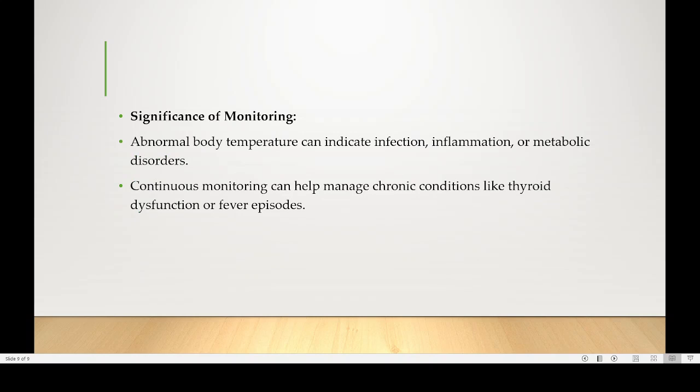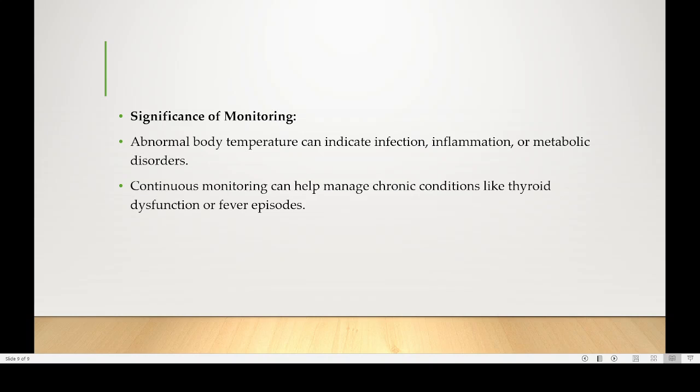Then the significance of monitoring. Any abnormal body temperature variation matters, because when we have a fever, our body is not working well. If everything is okay, your body temperature will be normal, around 97.7. But if there is some problem or physiological difference in your body, that will be indicated by higher body temperature. If there are metabolic disorders or inflammation inside your body, all these will be indicated by higher body temperature. So continuous monitoring can help manage chronic conditions like thyroid dysfunction and fever episodes.